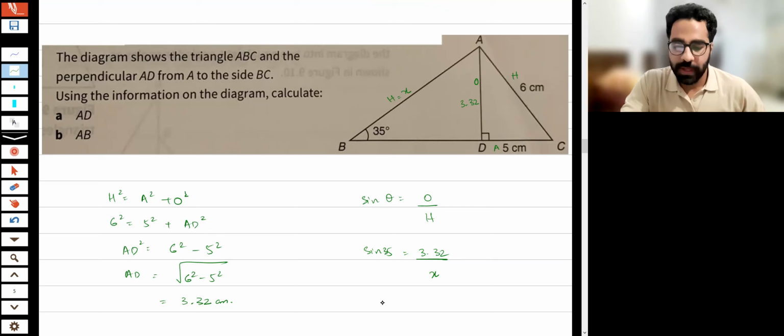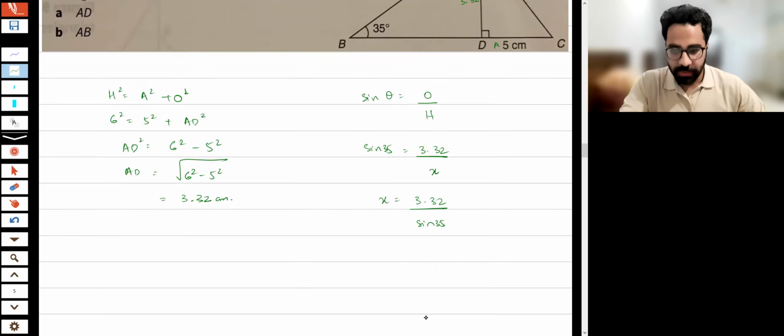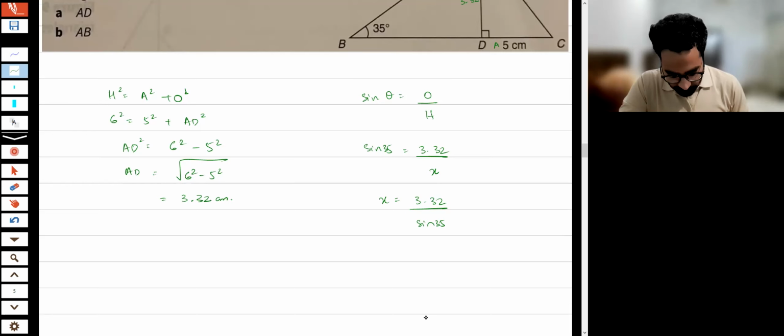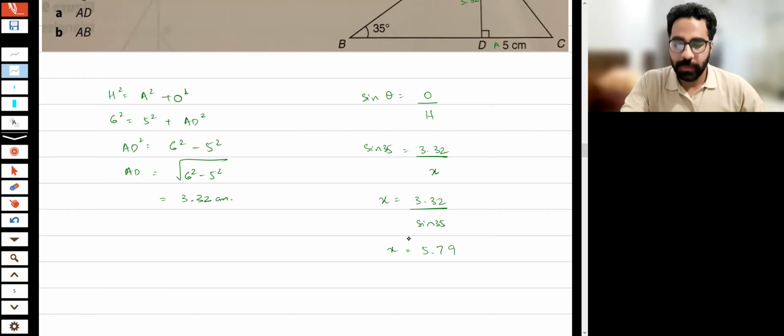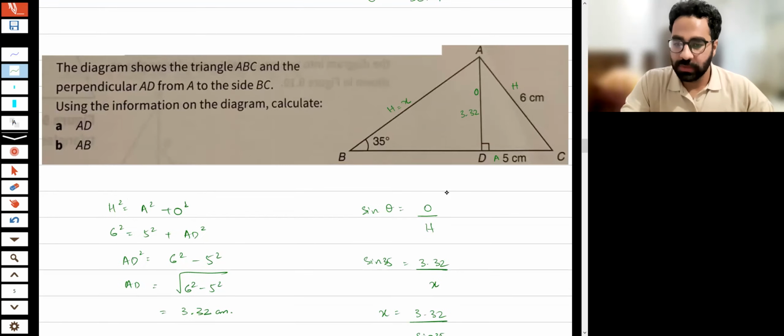So I can make X the subject and I can write 3.32 upon sine 35. I'll get the value of X. So 3.32 upon sine 35 gives me the value of X as 5.79. I hope you have understood everything.